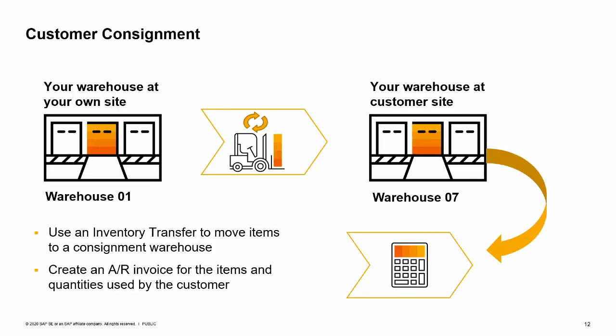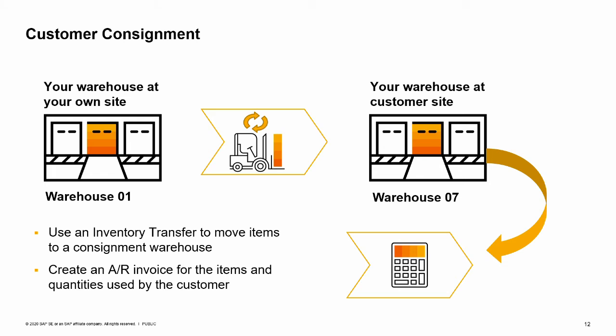Inventory transfer documents can also be used to transfer items to a consignment warehouse at a customer's site. Unlike the goods receipt or goods issue documents, inventory transfers have fields for a business partner, a contact person, and ship to address. When items are withdrawn from the consignment warehouse at the customer site, you create an AR invoice for the items and quantities used.